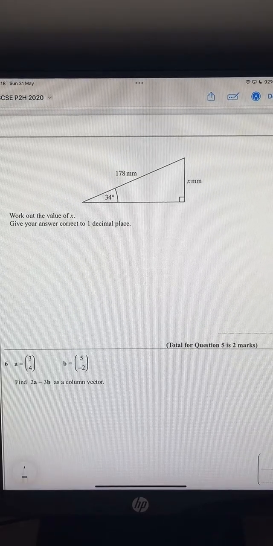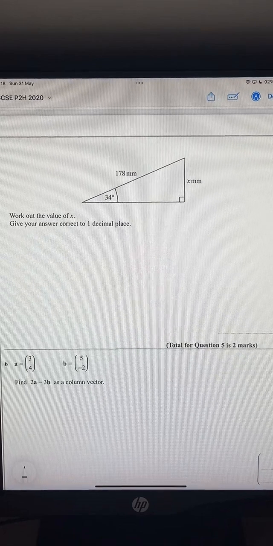So for this one, I've got a right angle triangle. And when I have a right angle triangle, I can do one of 2 things, either Pythagoras or SOHCAHTOA.